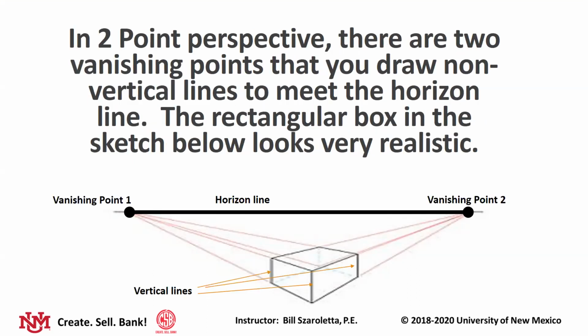So cool. There's two vanishing points, one vanishing point left and one vanishing point right. Now, any line that's not vertical, there's three vertical lines right here, goes directly back to one of these vanishing points. And you see that the back edges are shorter than the front edges. That's called foreshortening. And it makes the box look realistic. If you went down to FedEx, UPS, the USPS, and got a box, set it on the table, that's what it would look like.